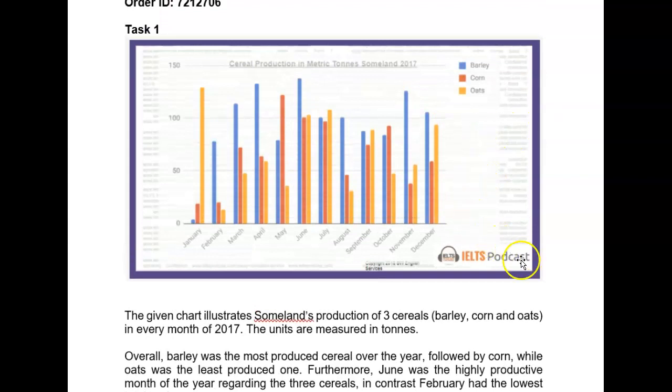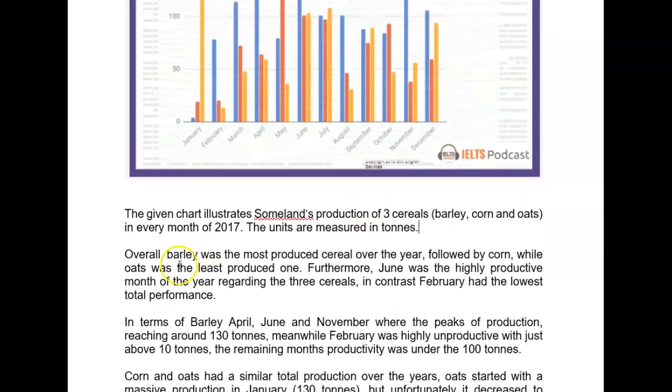So this is a bar chart. Let's get straight into this. The bar chart illustrates Summerland's production of 3 cereals in every month of 2017. The units measured in tons. Okay, that's a lovely, good start. And you've given me an overall sentence, which is perfect.